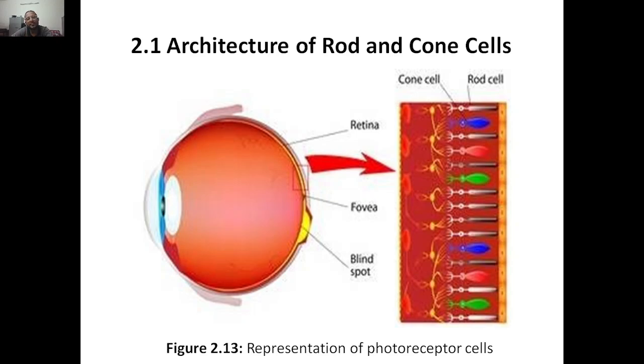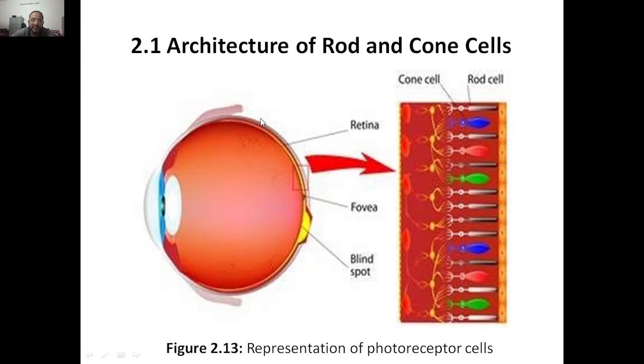Cone cells, because of their appearance, since they look like a cone, we call these cells cone cells. You can see different colors here: blue, orange, green, and again blue. Those are called cone cells. And rod cells, because they look like a rod, we call them rod cells. This is usually where they will be present.